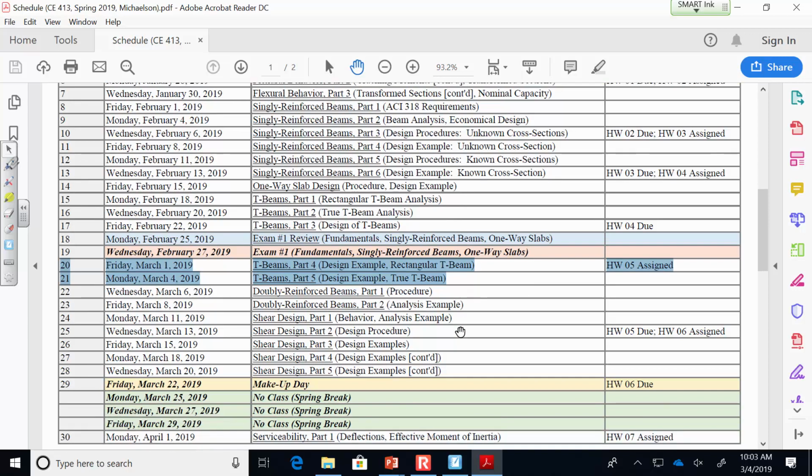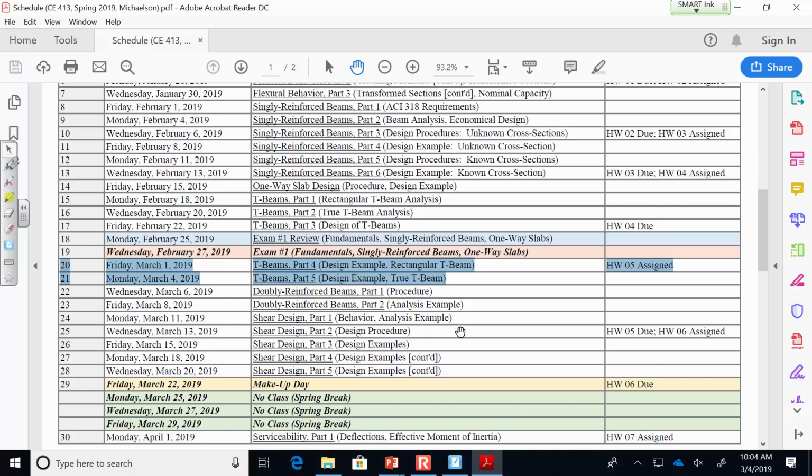After that, we spend the remainder of our time between now and when spring break hits on shear. Homework 5 is due on the 13th, and then you get homework number 6, which is on shear. That homework is due the Friday before spring break. However, we're very slightly ahead in terms of where we're at in class, so we can probably get shear design done a little early.